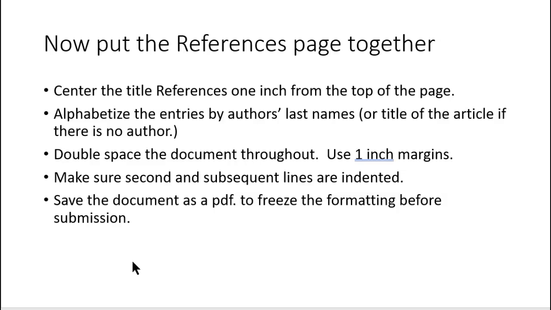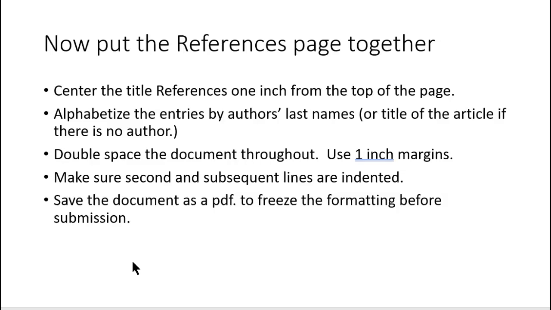Then under that title, you're going to put all of your entries alphabetized by the author's last name. If an article doesn't have an author, you will alphabetize it by the title. Don't separate it out, just use the title as though it were an author. Make sure that you double space the document throughout. You don't single space your entries and then double space between them. It's just a straight double space throughout. Use 1 inch margins. Make sure your second and subsequent lines are indented.